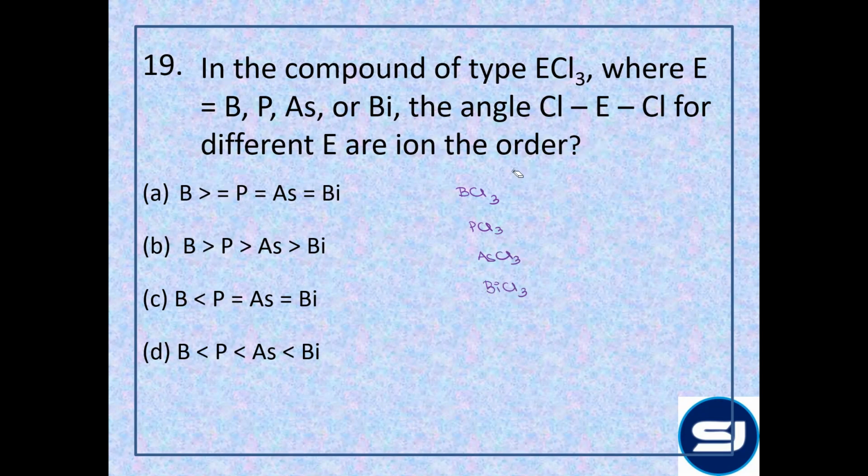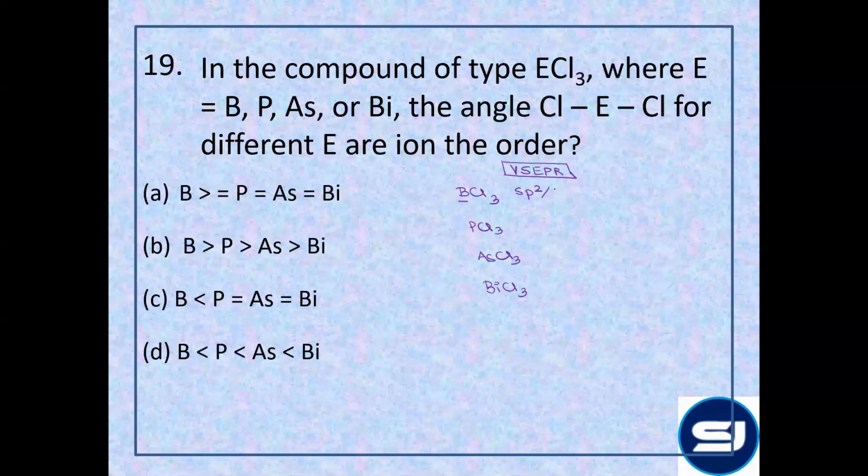Hybridization. For hybridization, you always apply the VSEPR theory. The central atom is boron, having 3 electrons, and they are bonded to chlorine. That means there are 3 BPs, no LP. With 3 BPs, the hybridization will be sp2. The geometry would be planar and the bond angle would be 120 degrees.